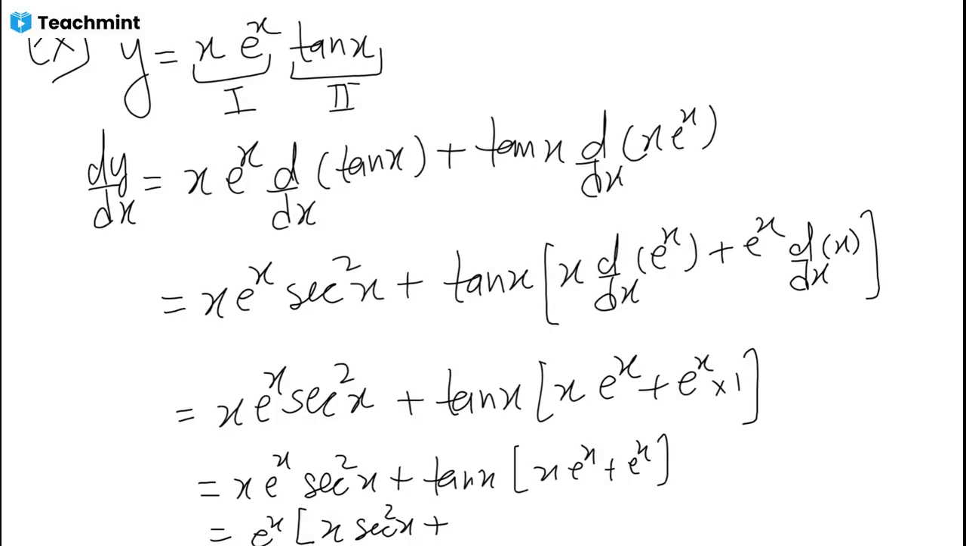See, if we take e to the power x common from both of them, then we can write it as x plus 1 into tan x. This is the required answer. Got it?